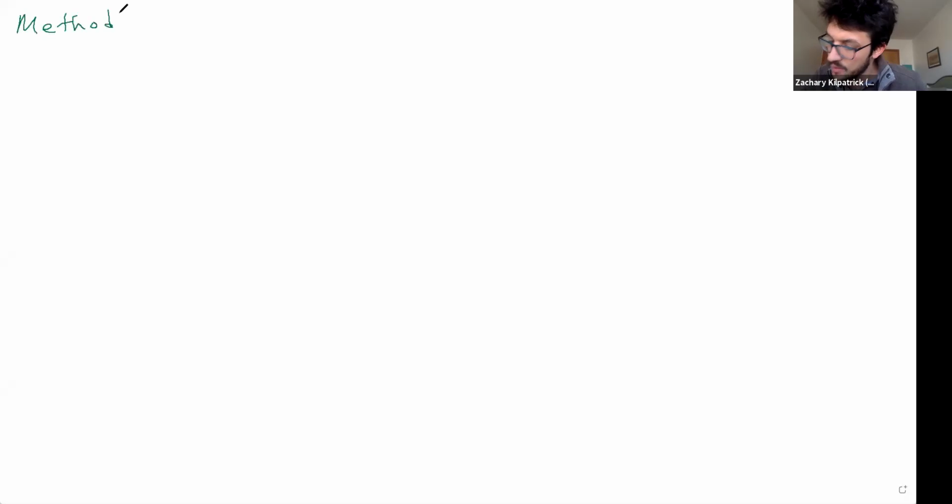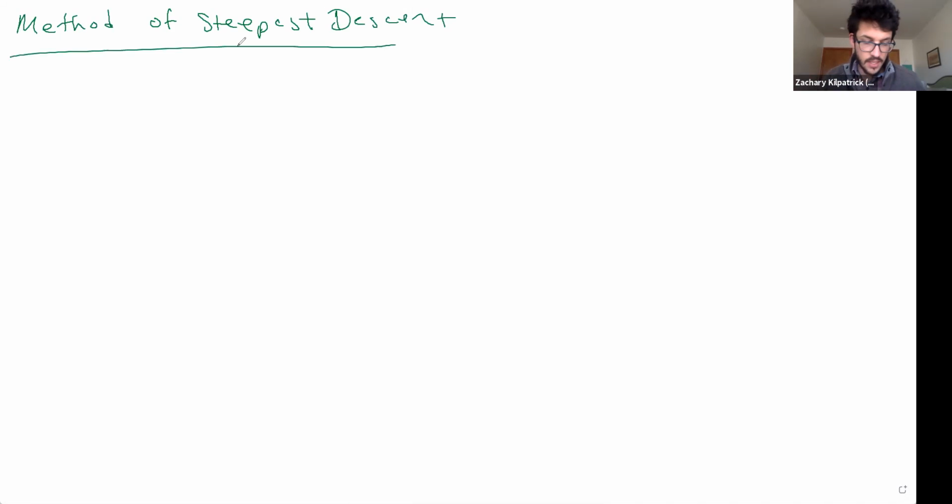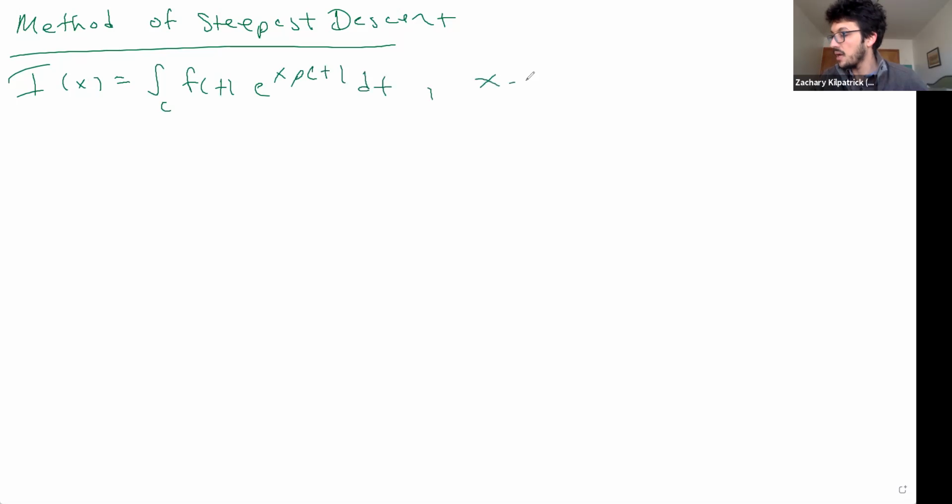Okay. So we're still talking about the method of steepest descents. The general idea of this method is that you have some integral of the form I of x equals some integral over a curve in the complex plane, f of t e to the x rho of t dt, as x goes to positive infinity.